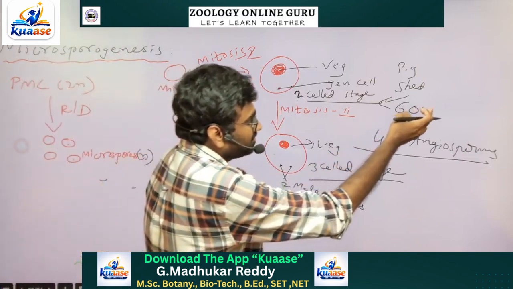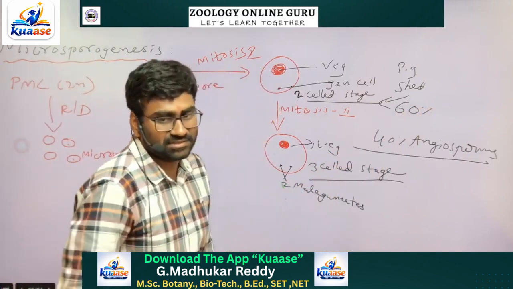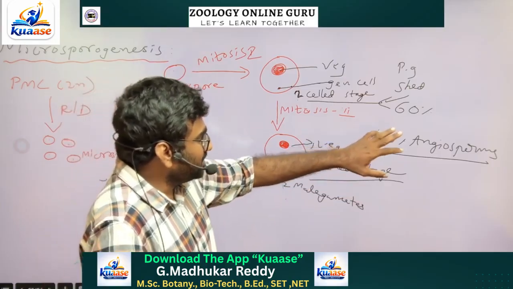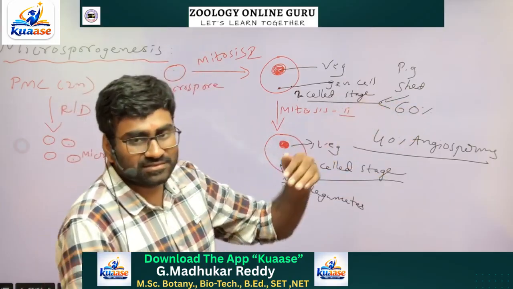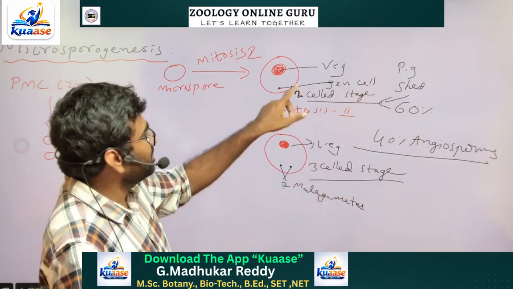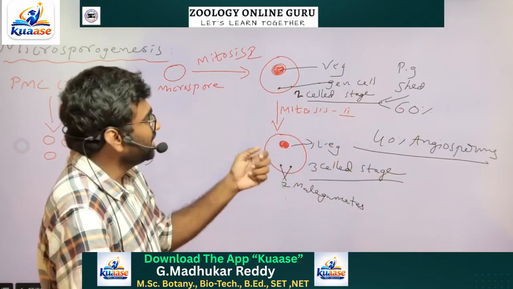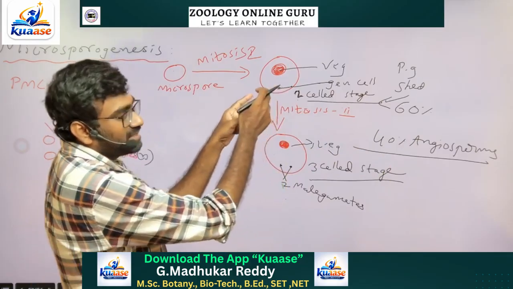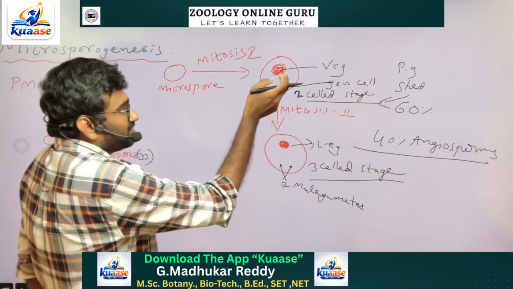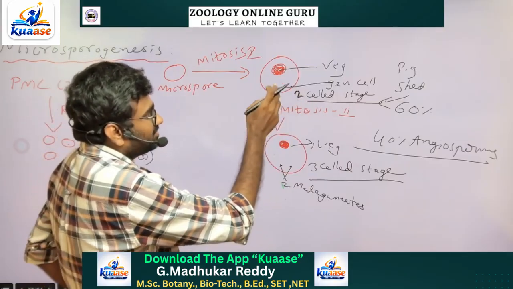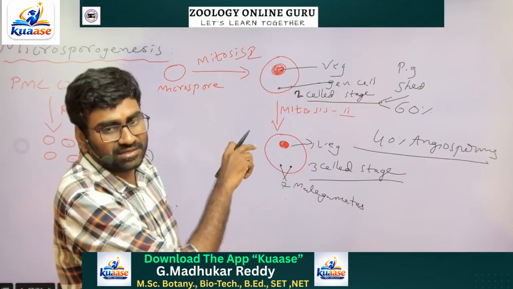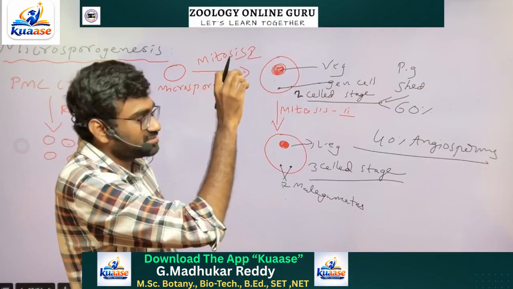So this question was asked previously in the NEET examination. That is, in 60% of flowering plants, pollen grains are shed at which stage? That is the two-celled stage. In the remaining 40%, shed at the three-celled stage. Here also, this generative cell undergoes mitosis division, but when it occurs means when the pollen grain lands on the stigma, thereby germination of pollen tube.